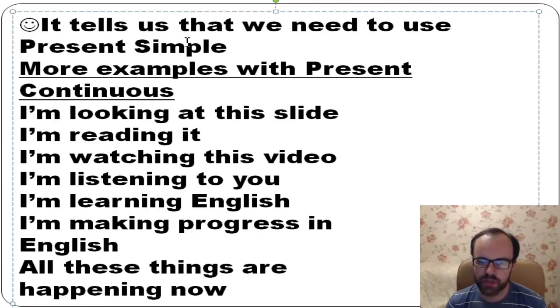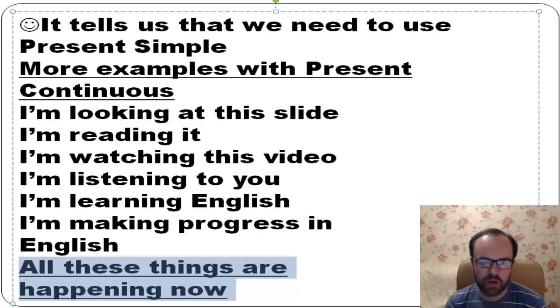So more examples with present continuous. I'm looking at this slide. I'm reading it. I'm watching this video. I'm listening to you. I'm learning English. I'm making progress in English. So all these things are happening now.